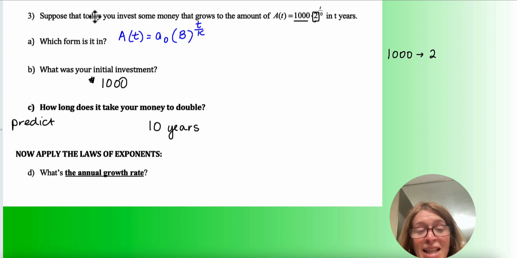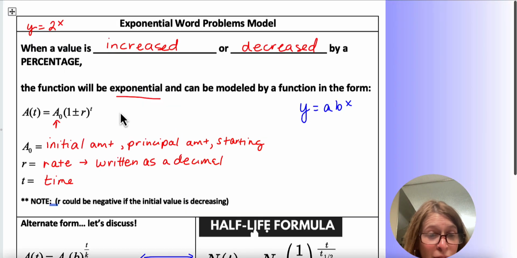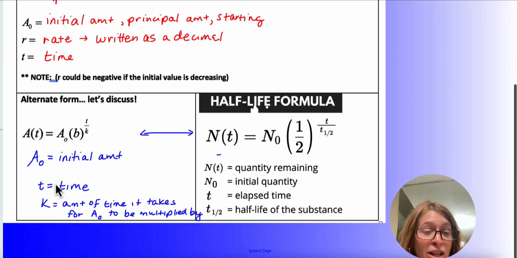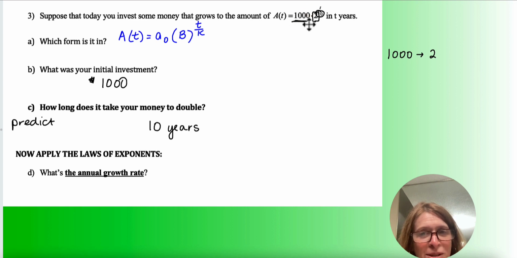Hopefully you're seeing that. That's the K value. If you go back to the formula we talked about in the earlier video, I said the K was the amount of time it takes for a sub 0 to be multiplied by b. Multiplied by b. So think about that now. It takes 10 years for a sub 0 to be multiplied by b. Hopefully that's kind of coming together for you.